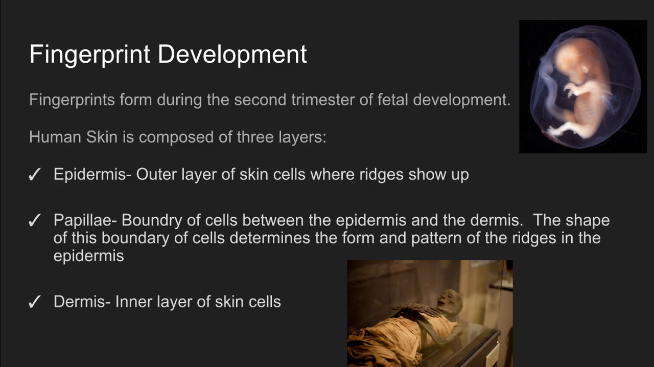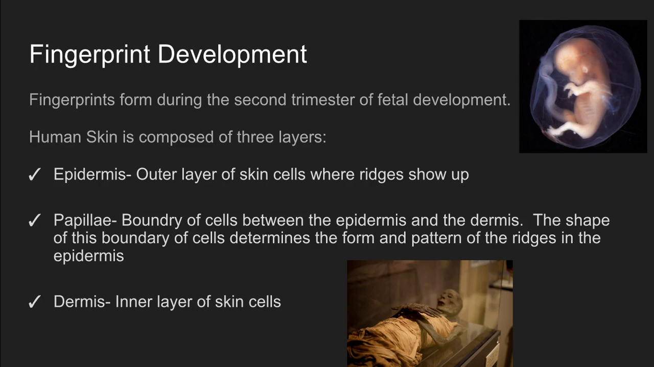And so the fingerprints that we have when we're born remain with us even when we die. And our fingerprints don't change, and that's because of how fingerprints are formed. It's important to know a little bit about how fingerprints are formed. We know that skin, human skin, is actually composed of 3 layers. The outer layer, the part we can see, is called the epidermis, and that is the area where the friction ridges that make up our fingerprints actually show up. But the shape of those ridges actually forms in the middle layer, the papillae layer, and that is a boundary of cells that sit between the epidermis, the outer layer, and the dermis, which is the very most inner layer. And the shape of this boundary of cells determines the form and pattern of the ridges in the epidermis.